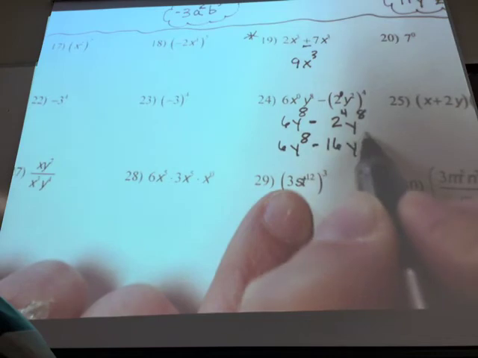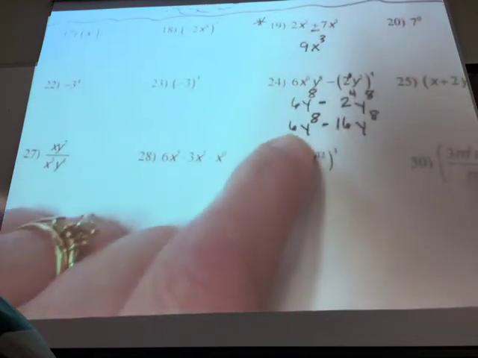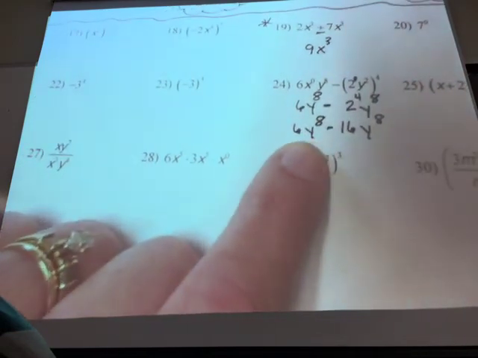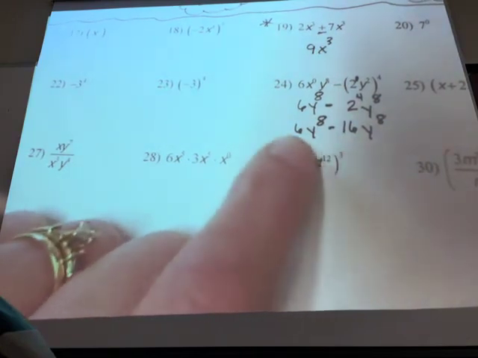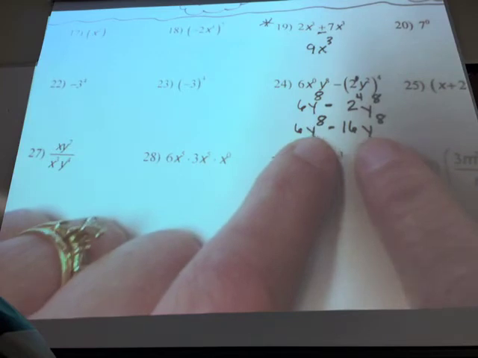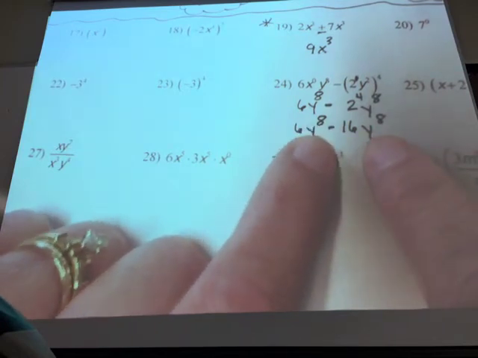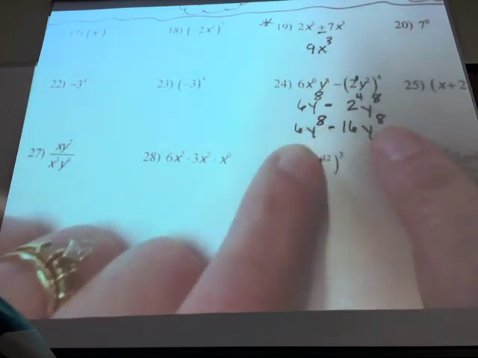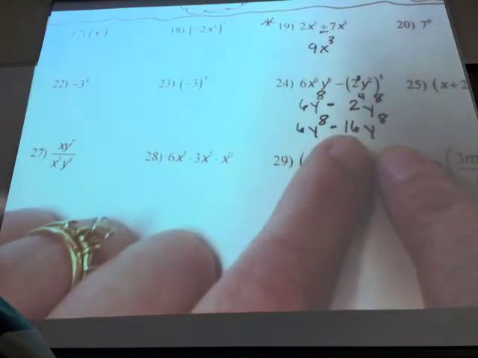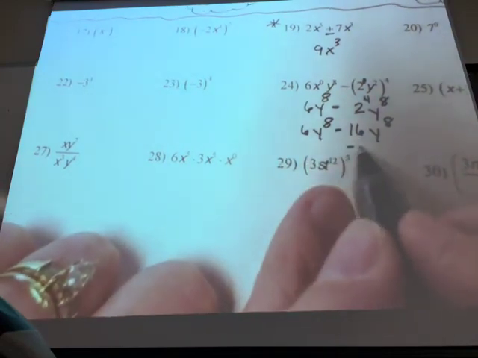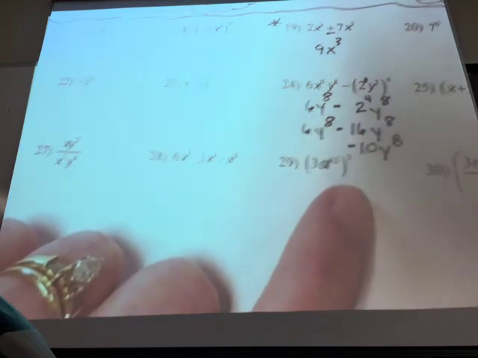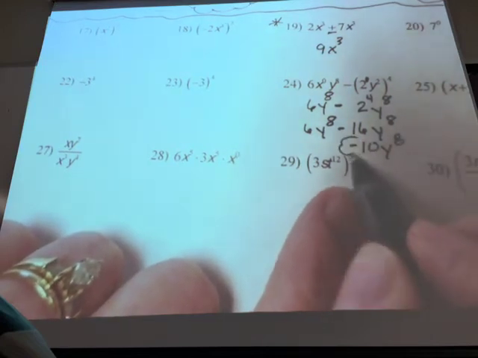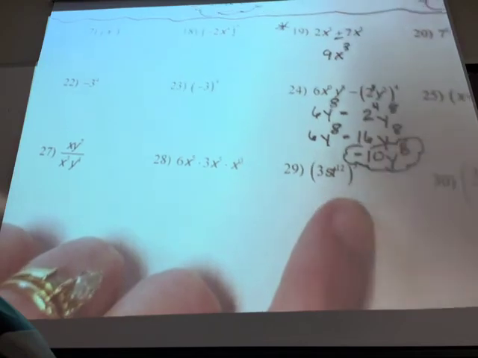16y to the 8th. So if you have 6 yo-yos, let's say, to the 8th power, and you take away 16 yo-yos to the 8th power, what is 6 minus, because that's the same thing, same exact variable to the same exact power, so you can actually subtract them. What is 6? Take away 16 of them. That should leave you a negative 10. So a negative 10 y's or yo-yos or whatever you want to call it, to the 8th power. And that's your final answer on that one. That one was just a little different from some of the ones up here.